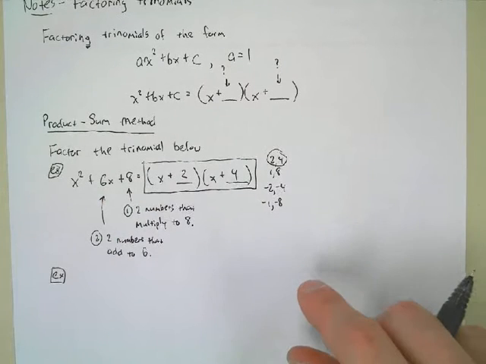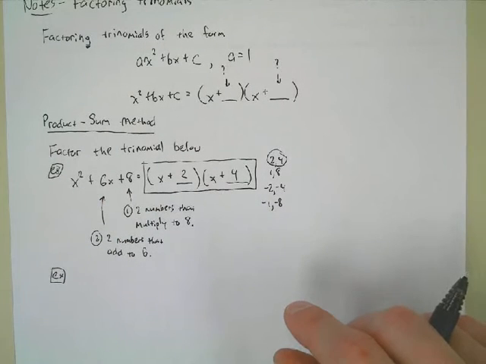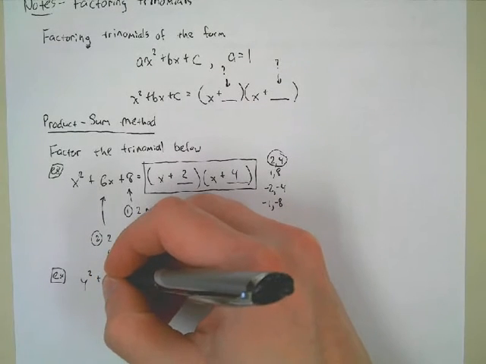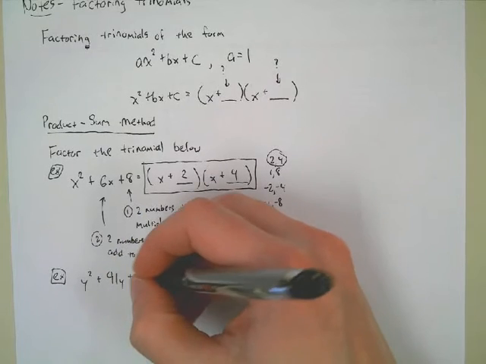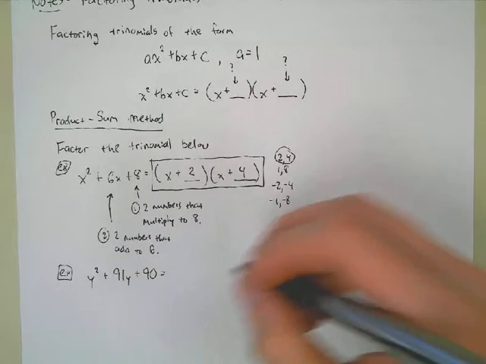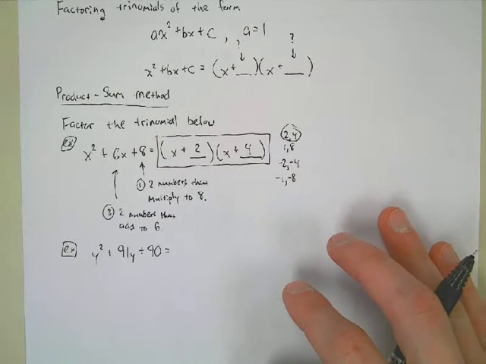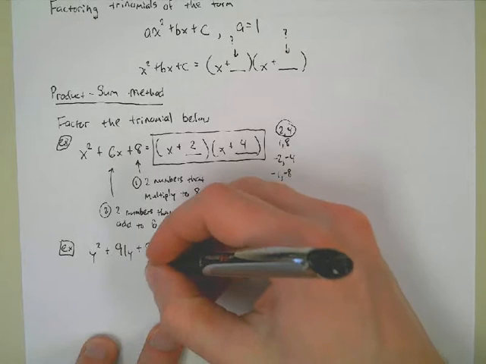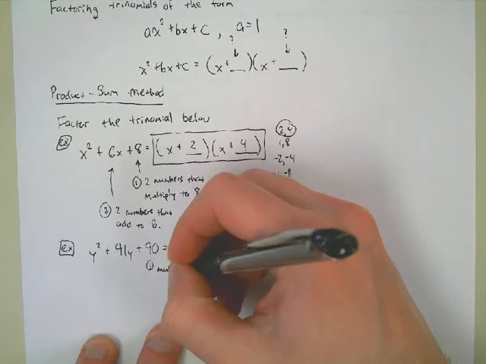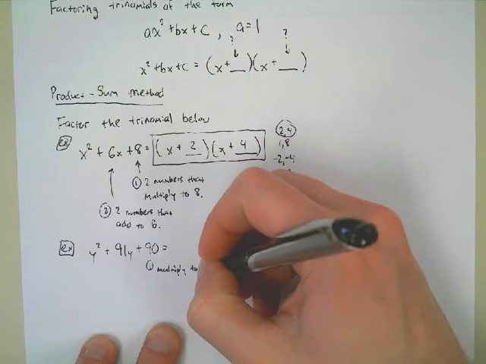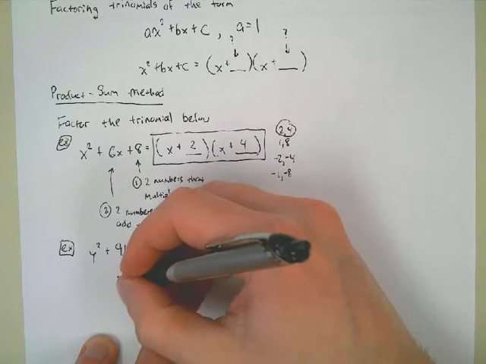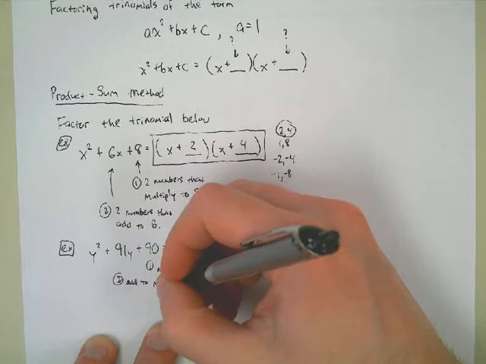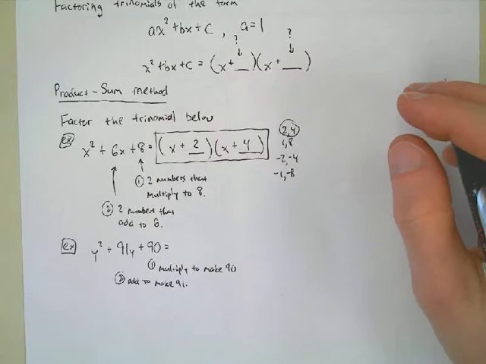All right. Let's try another one. Let's try y squared plus 91y plus 90. So again, we want to think of two numbers that multiply to make 90, but then add to make 91.